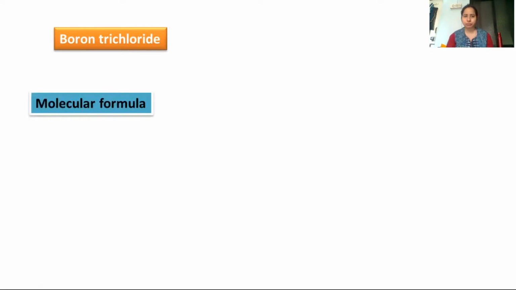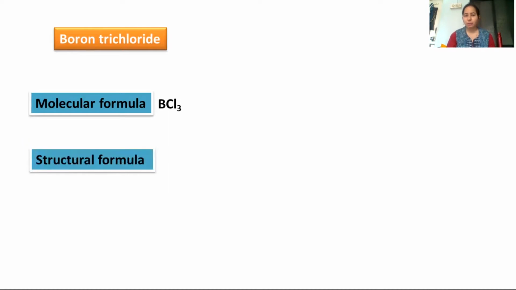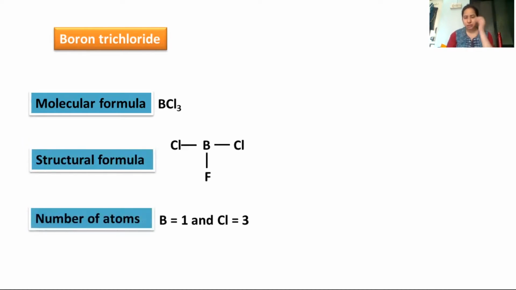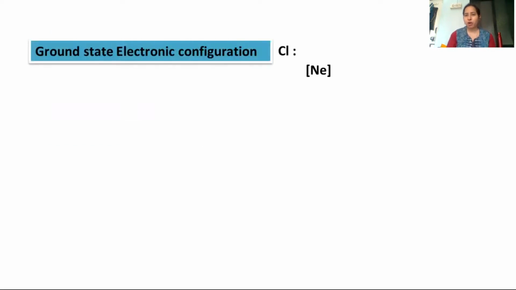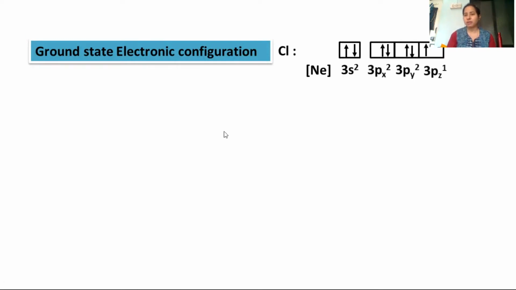Boron trichloride is made up of boron and chlorine, so the molecular formula is BCl3. Talking about the structure, we have one boron and three chlorine atoms. There's a mistake in my PPT, it will be three chlorine atoms. For chlorine, the atomic number is 17, so the electronic configuration becomes neon 3s2 3p5. This is how you write it, 3s2 3p5.